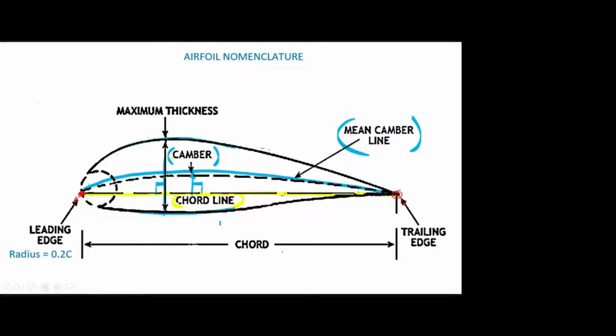Is that clear? The dimensions of the airfoil: leading edge point, trailing edge point, chord line, camber line. The distance between camber line and chord line is the camber, and this is the thickness, the distance between upper surface and lower surface profile. And in the front, you can fit one circle. So the leading edge circle, and the circle radius will usually be 0.2 C.